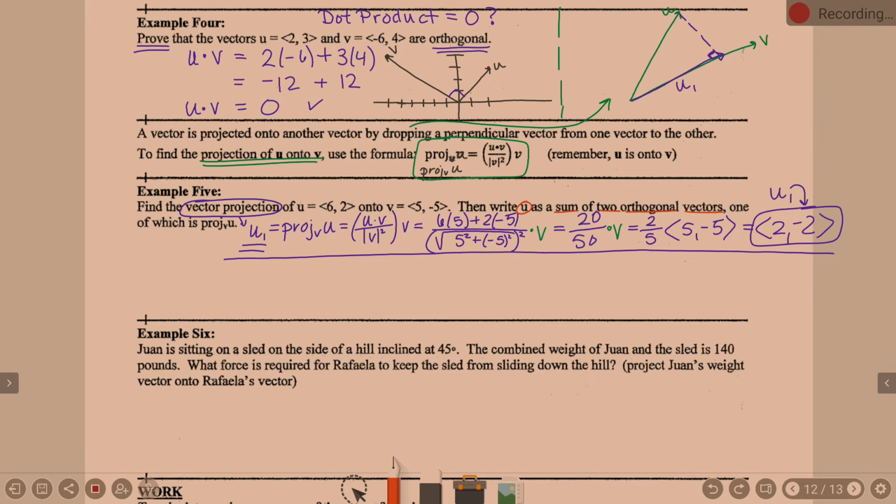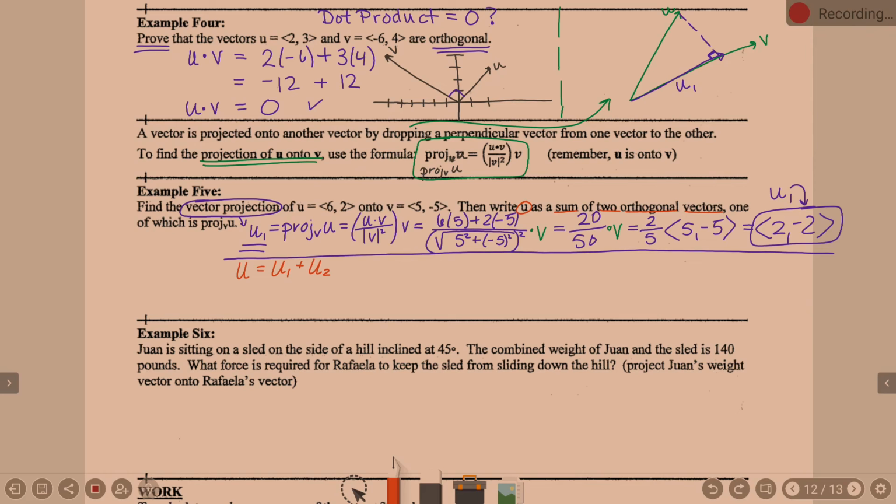Now, if they want us to write this as a sum of 2 orthogonal vectors, think with me here. That means we want to take u and write it as u1 plus, guess what I'm going to call the other one? u2. So that's the statement we want to write: u is equal to u1 plus u2. We know u1. Do we know u2? No. How do you find it?